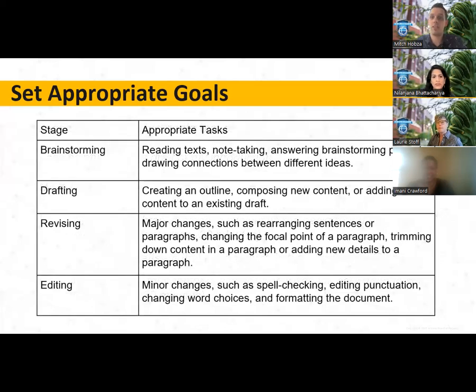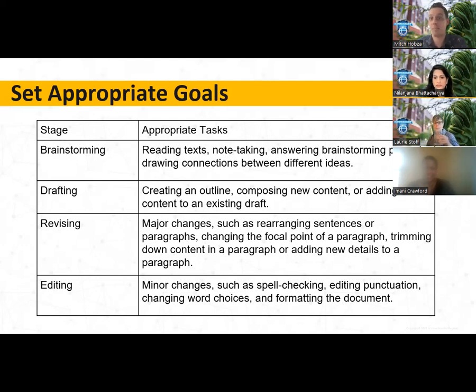Right, so this chart is going to outline some of the appropriate tasks for each stage of the writing process. During the brainstorming stage, this is when you're going to conduct research, read over important texts and articles in your field, and do some note taking. You can answer brainstorming prompts that are included on our Canvas course, and you can start drawing connections between different ideas. Also, having a meeting with an advisor can be really good for brainstorming and making those connections too.